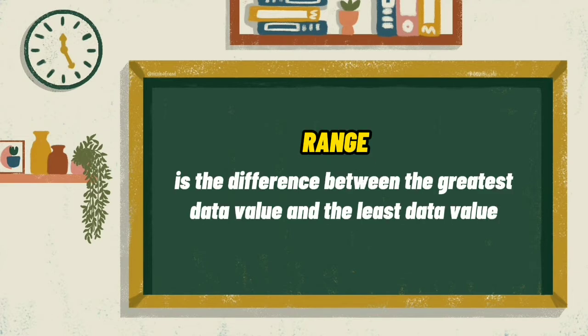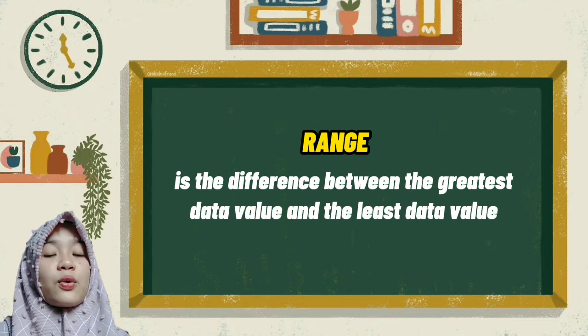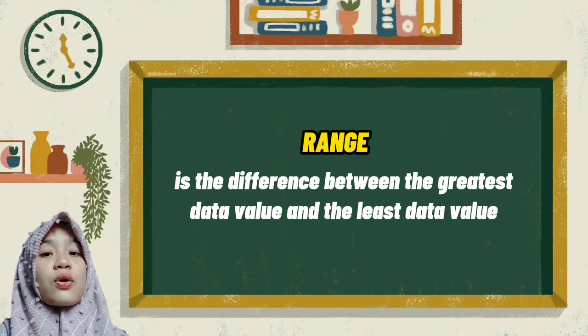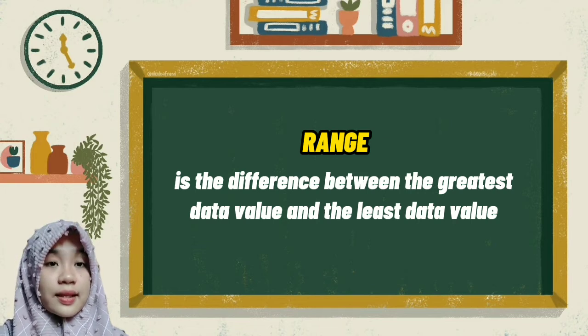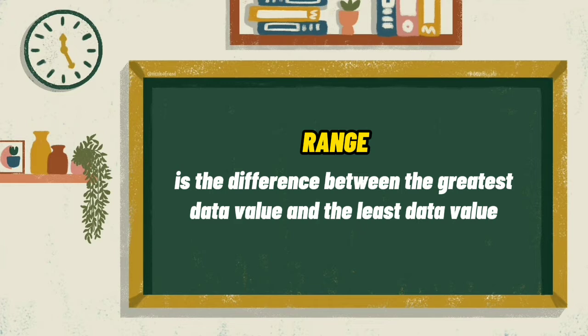Range is the difference between the greatest data value and the least data value. In this statistical value, we are just going to subtract, from the word difference, the greatest data value minus the least data value. Meaning, magmaminus lang tayo, ima-minus natin yung pinakamalaking number sa pinakamaliit na number para makuha natin yung range ng isang given data.